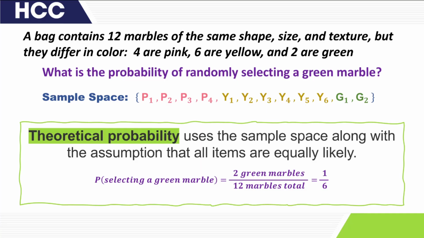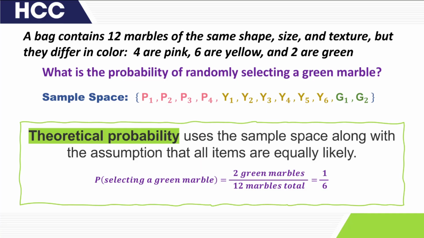So to compute theoretical probability, we're also going to do a ratio. This time we're simply going to count the number of green marbles that are in the sample space and divide that by the total number of items in the sample space, in this case 12. So we get 1 out of 6.